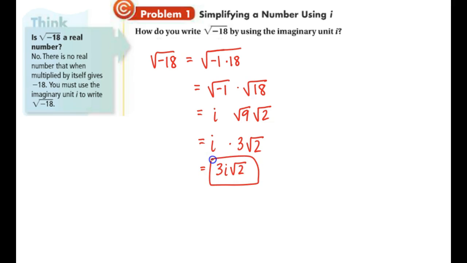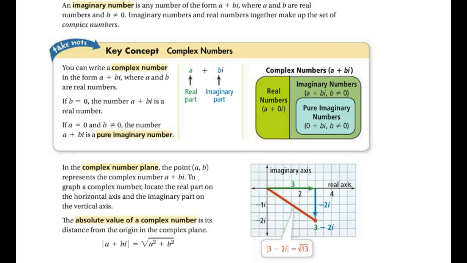That would be square root of -18 using the imaginary unit i. Let's talk about what an imaginary number is. An imaginary number is any number of the form a plus bi, where a and b are real numbers and b is not equal to 0. As I mentioned in the beginning of the video, the imaginary numbers and the real numbers together make up the set of complex numbers. Take a look at the key concept box.